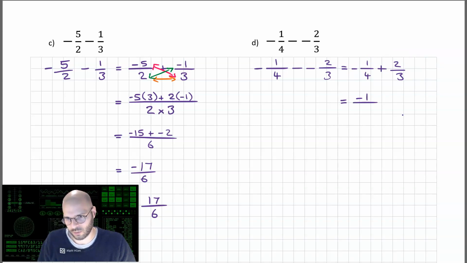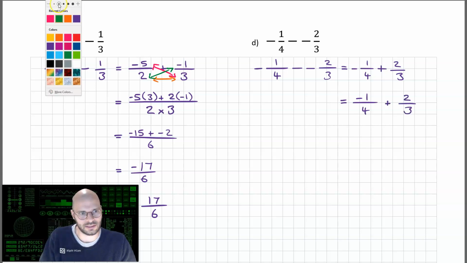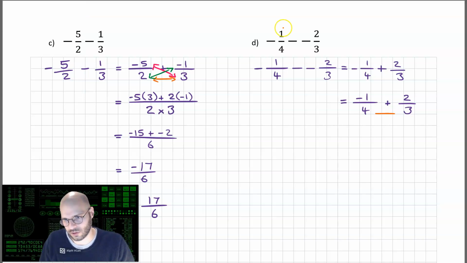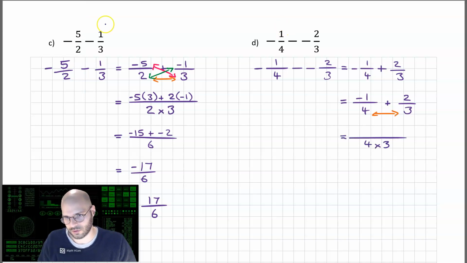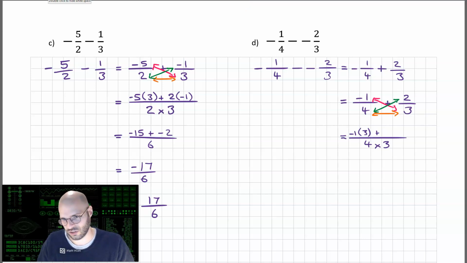So it will be minus 1 over 4 plus 2 over 3, then bringing our two denominators together, 4 times 3, first numerator times second denominator, minus 1 and 3, plus first denominator times second numerator, 4 times 2. 1 3 is a 3, it's negative so it's minus 3, plus 4 2s are 8, that's all over 4 3s which are 12.